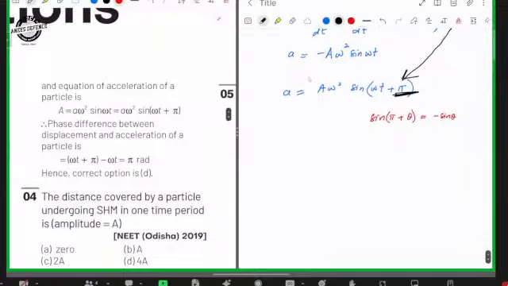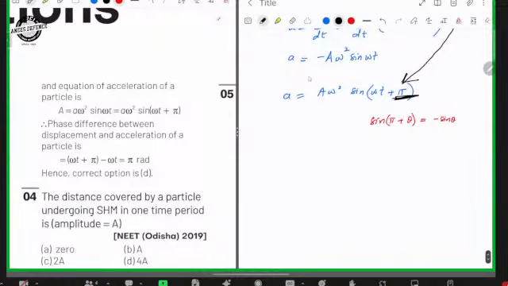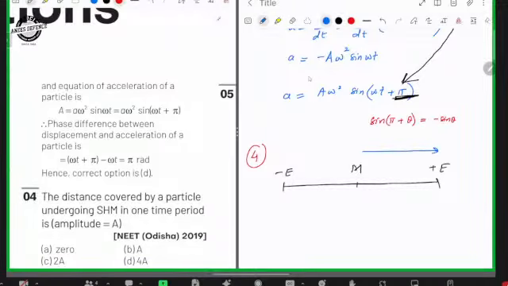Yes, sir. Now coming to the fourth question: the distance covered by a particle undergoing SHM in one time period is what? Okay, so this is the path of SHM. You can see this is the mean position. This is the positive extreme position. This is the negative extreme position. Now the distance between the mean and extreme position would be equal to A. So if this is A, this will also be A.